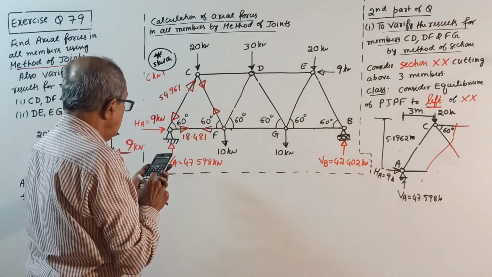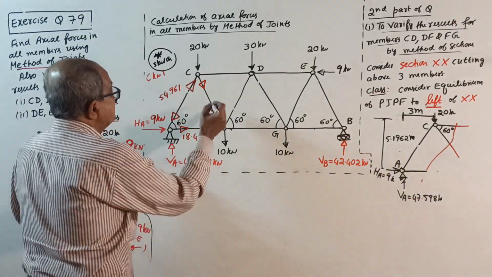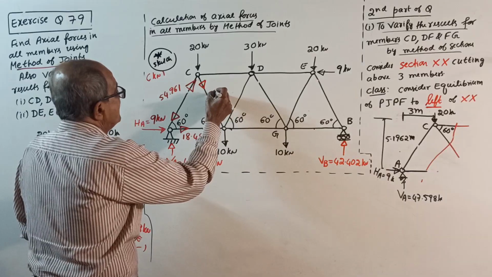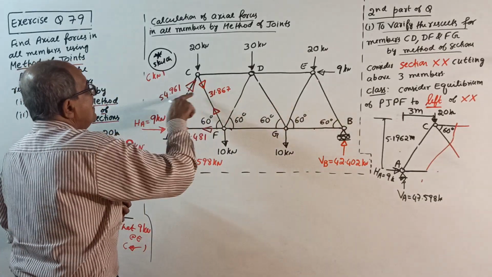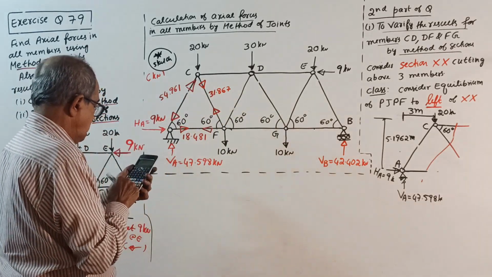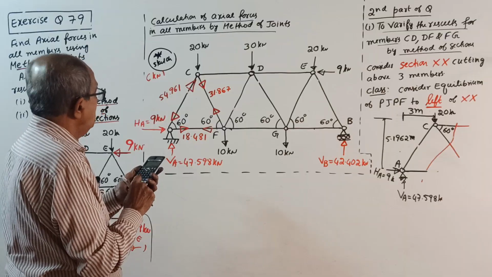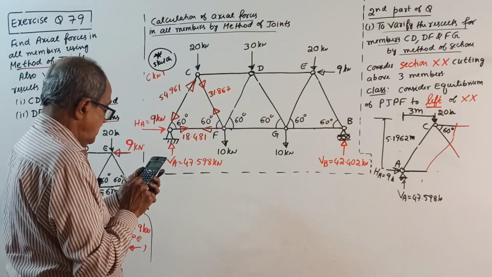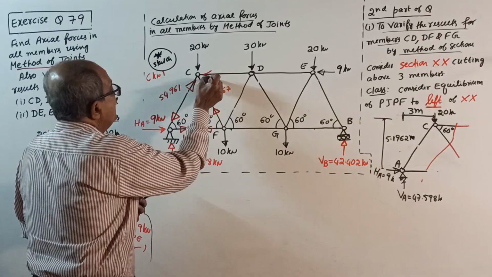Minus 20 divided by sin 60. That's all. 31.867. 31.867 kilonewton. Now this is this way. This is this way. 31.867 plus 54.961, both of them together into cos 60. That's all. 43.414.